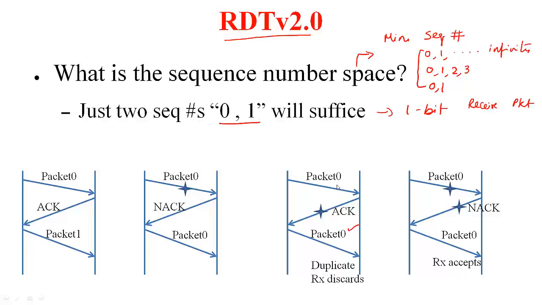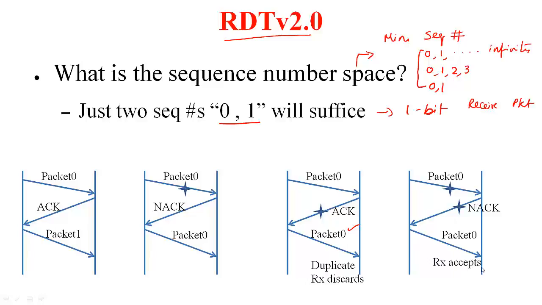Since the receiver already received packet 0 before, it's going to view this as a duplicate and it is going to discard it. Now here is a case where the packet got corrupted, thereby the receiver generated a NAC, but the NAC also got corrupted, in which case you are again resending the previous packet.